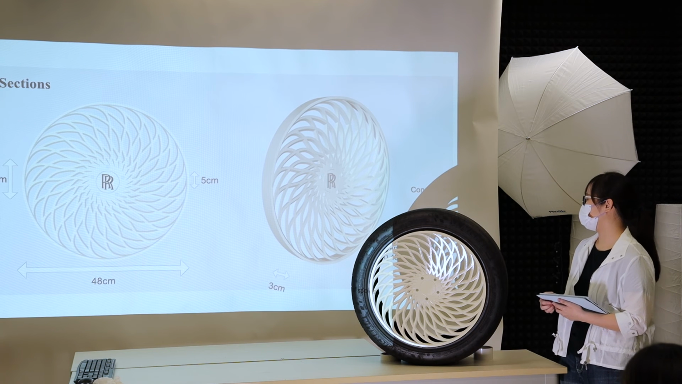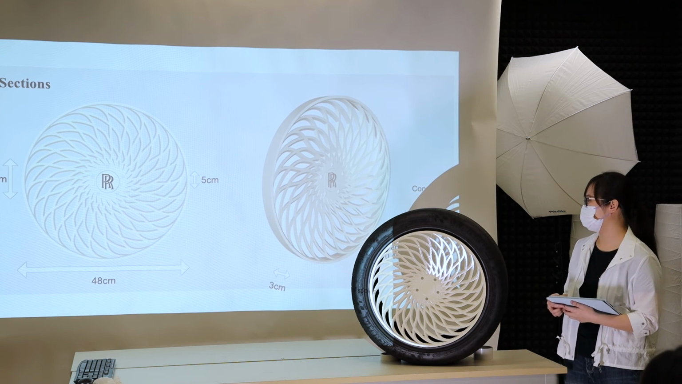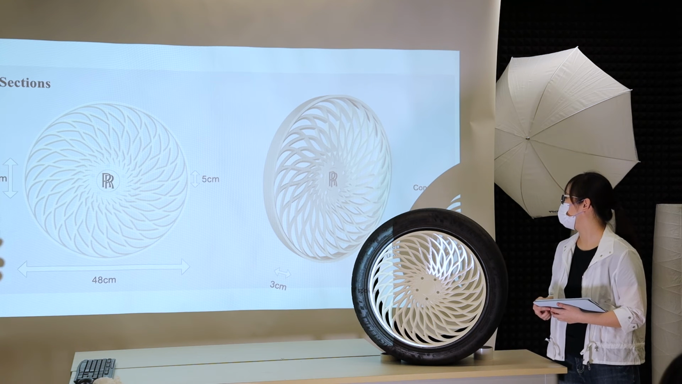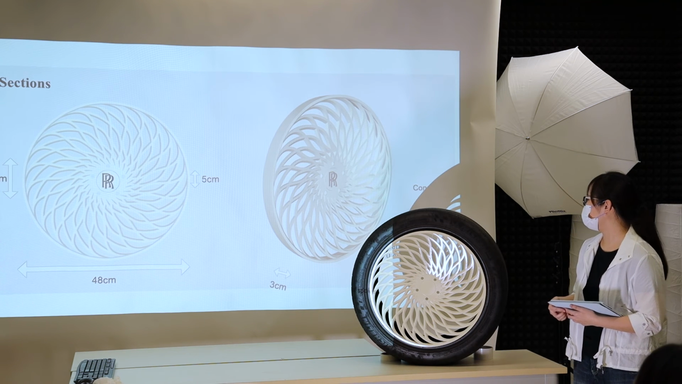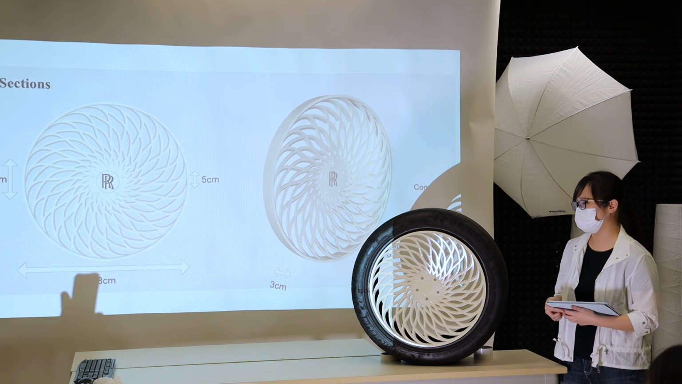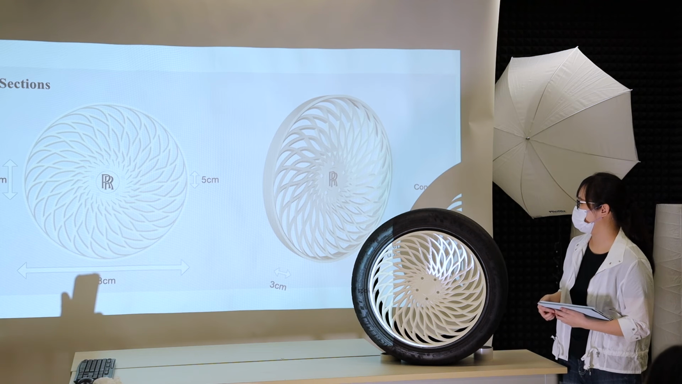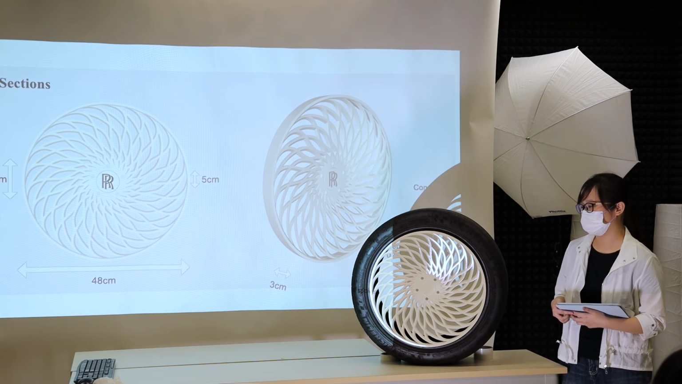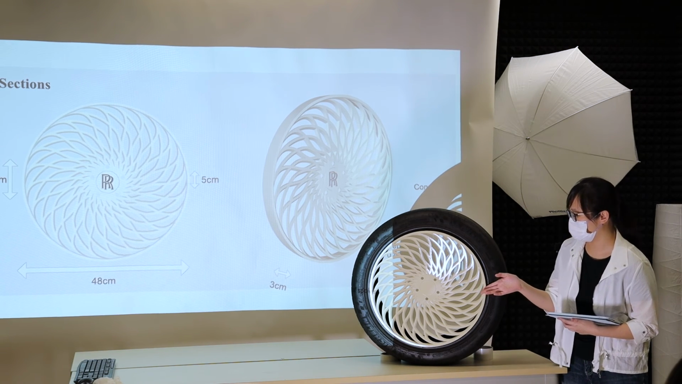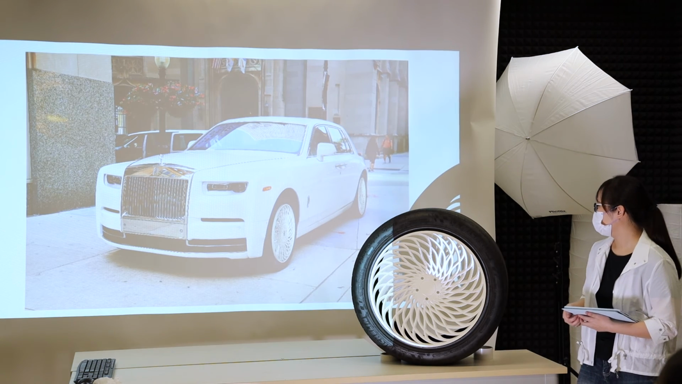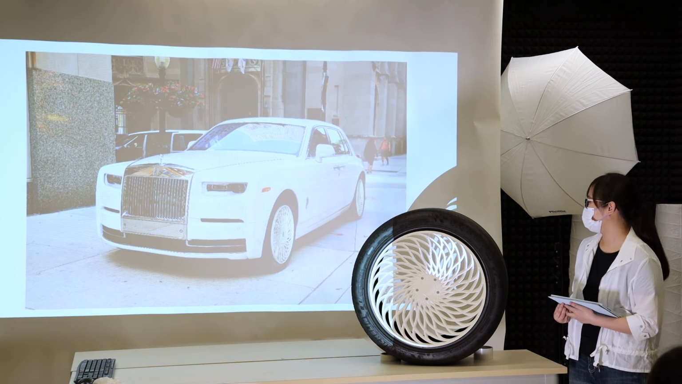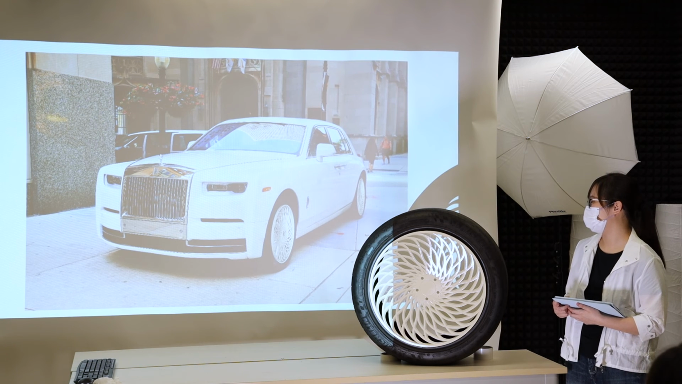And this is the 3D model of my wheel design. Oh, in the cap of the wheel, I'll add the logo of Rolls-Royce, but I didn't add it on the physical model. And this is the Photoshop of the wheel design on the Rolls-Royce.